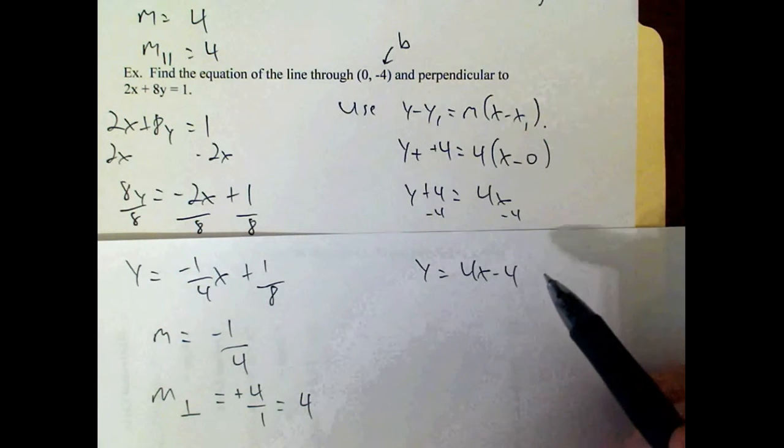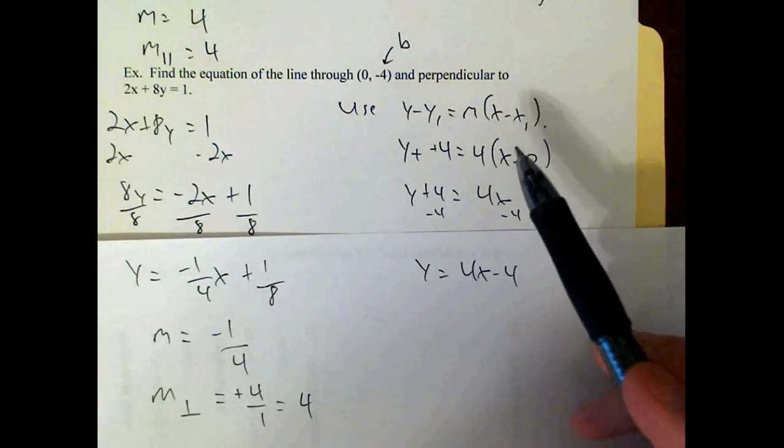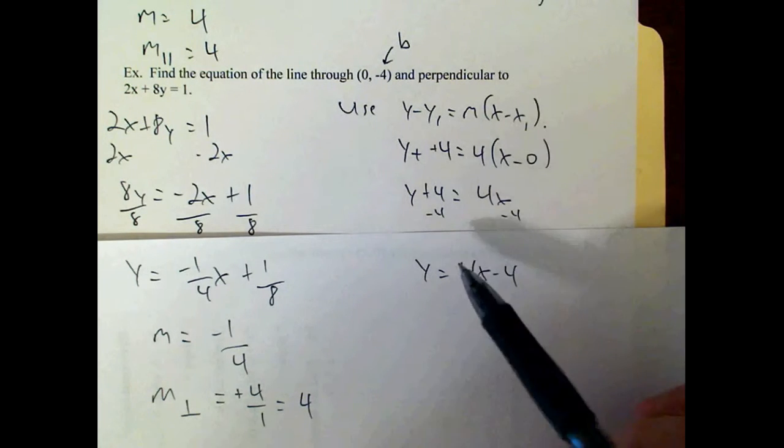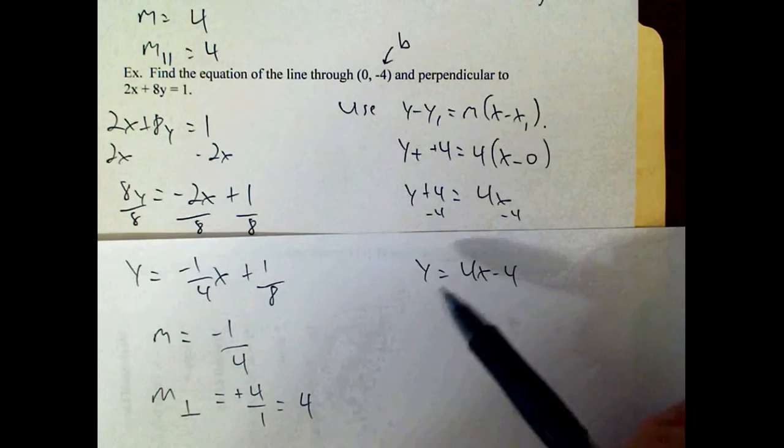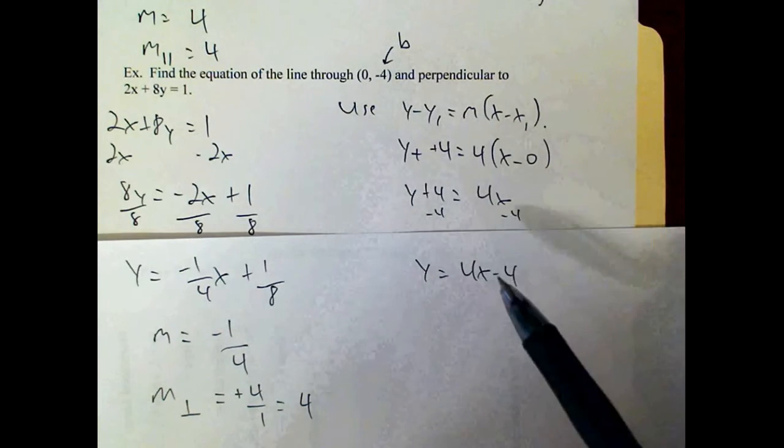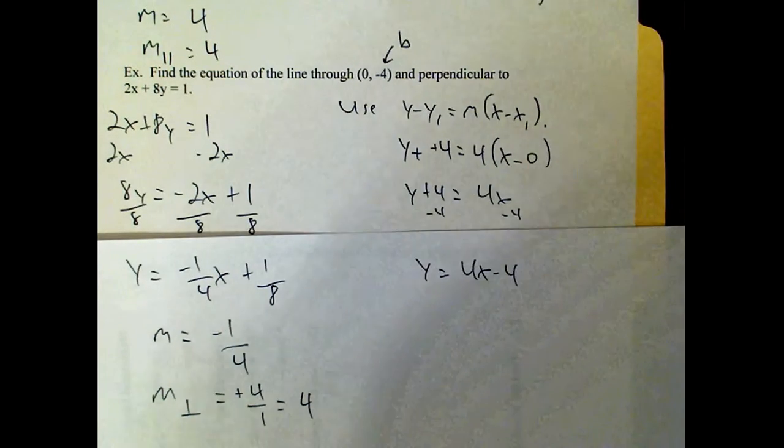In other words, we could have used y equals mx plus b and gone straight to y equals 4x minus 4, where 4 is your m, and negative 4 is your b. That's okay if you didn't. Whenever in doubt, use point-slope.